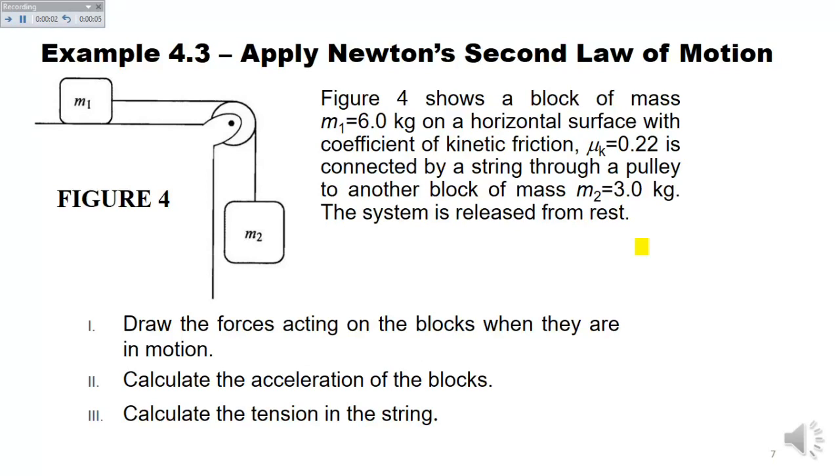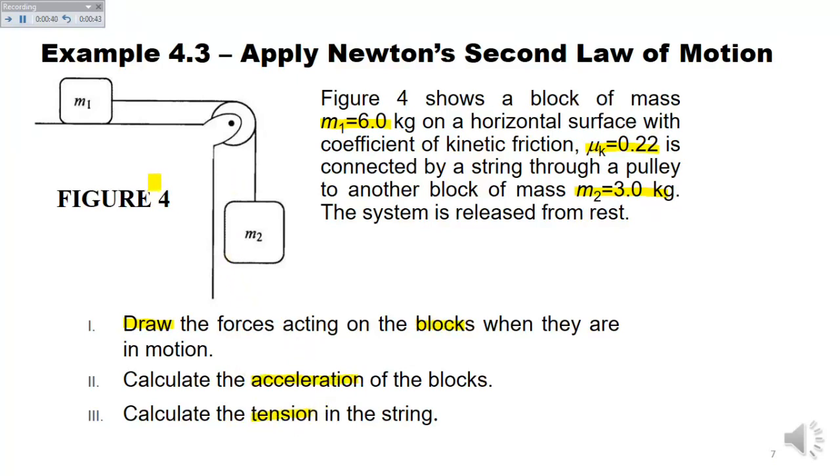Example 4.3. Apply Newton's second law of motion. Figure 4 shows a block of mass m1 6 kg on a horizontal surface with coefficient of kinetic friction μk equals to 0.22 is connected by a string through a pulley to another block of mass m2 equals to 3 kg. The system is released from rest. Okay, so question 1 asks you to draw forces acting on the blocks when they are in motion. Question 2, calculate the acceleration of the blocks, and 3, calculate the tension in the string.